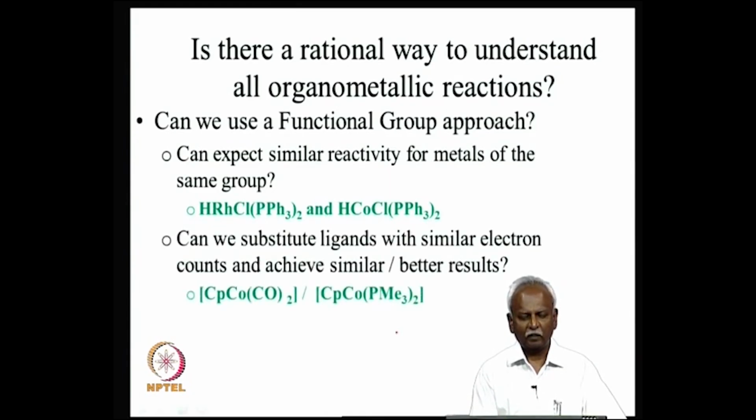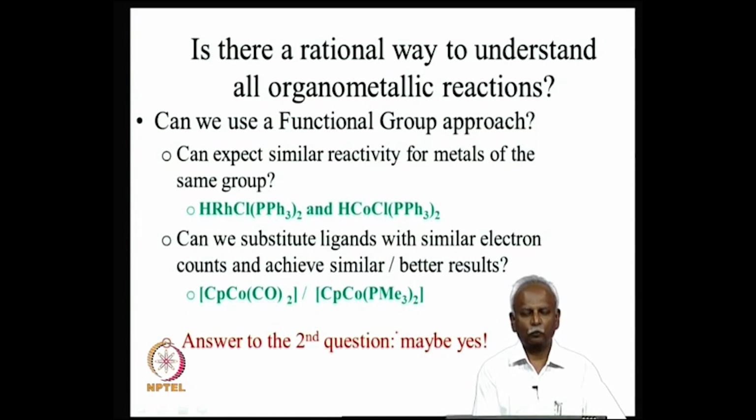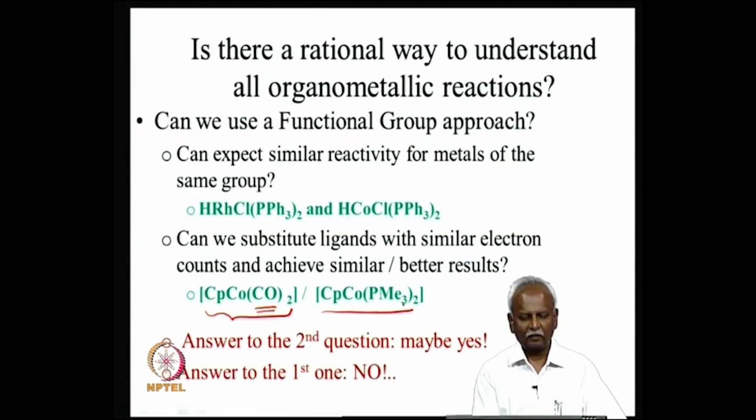And here are two other examples where we have the same cobalt complex, but now I have substituted the two ligands. The answer to the second question may be yes. If you substitute the ligand on the metal complex, one can very often transfer the reaction capabilities. So, the reaction that is carried out by this particular complex might be carried out by this complex. It might be possible. But on the other hand, the answer to the first question is actually no. The reaction that is carried out by rhodium is not carried out by the cobalt complex.